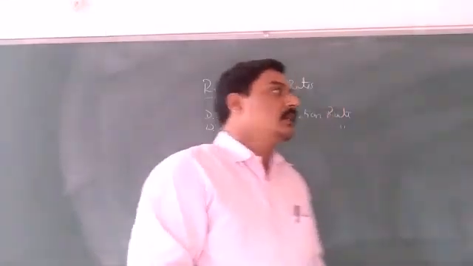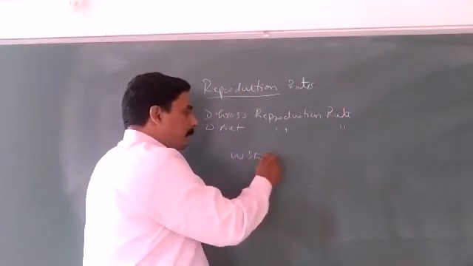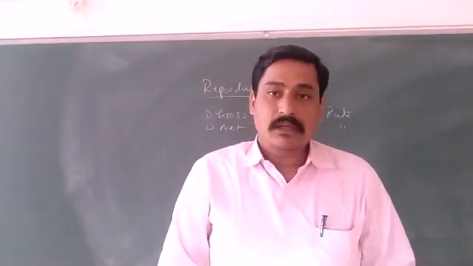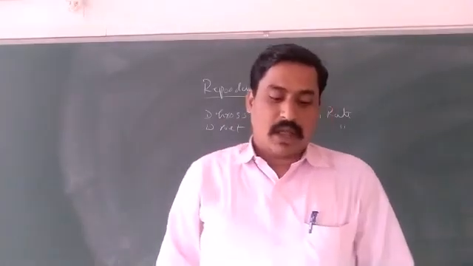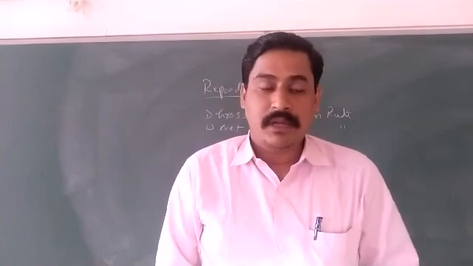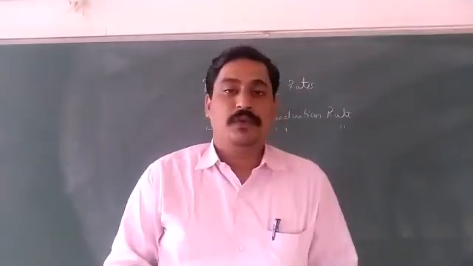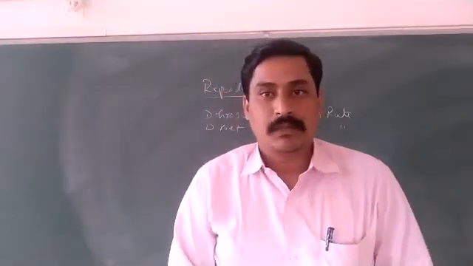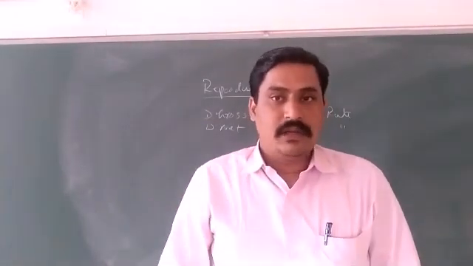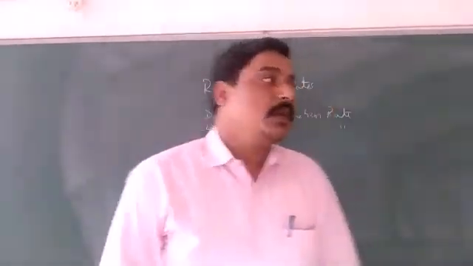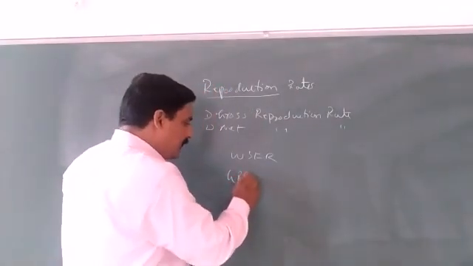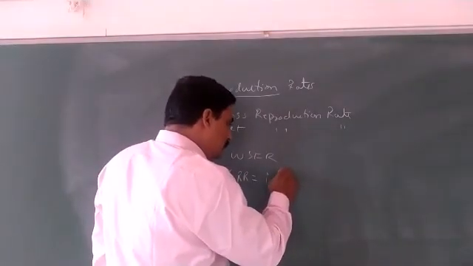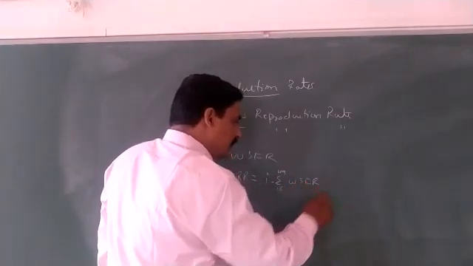So we calculate here WSFR, woman specific fertility rate. The GRR is the sum total of WSFR of the entire reproductive span, without mortality, without considering the death rate. After calculating WSFR, we calculate GRR. So what is the formula to calculate GRR? GRR is equal to I into summation 15 to 49 WSFR.